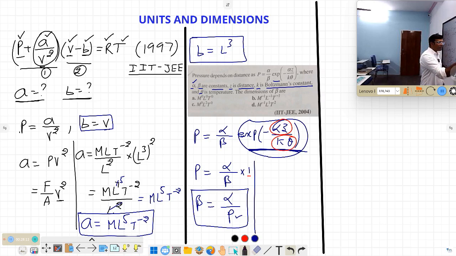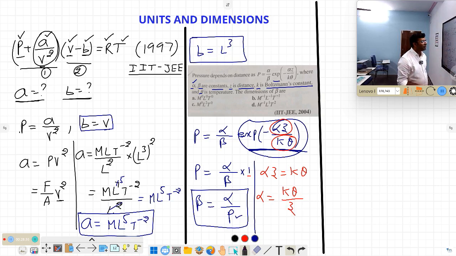This division value becoming 1 means I can write here alpha into z must be equal to k theta, then only we will get the 1 value. Otherwise, if both are different values, we won't get the 1. And for the exponential, the physical quantity relation alpha into z value must be equal to k theta. From this we need to find the alpha value. What is alpha? Alpha is equal to k theta by z, we can find.